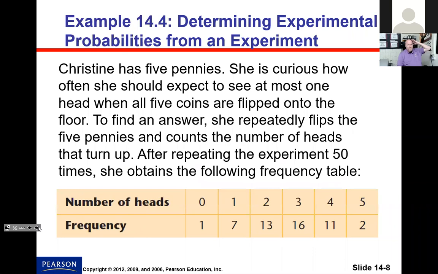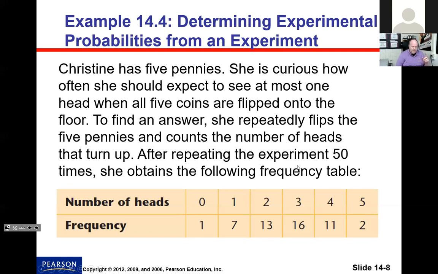Okay, next one. So Christina has 5 pennies. She is curious how often she could expect to see at most one head when all 5 coins are flipped. So at most one head. What you can do is create a table like this. Number of heads, 0, she got that 1 time. 1 head, she got that 7 times. 2 heads, 13 times. 3 heads, 16, 4 heads, 11, and 5 heads, 2, right? So the number of heads is on the top here, and the frequency is how often it came up. She did this experiment 50 times, so that is going to be our denominator, because the total number of trials was 50.